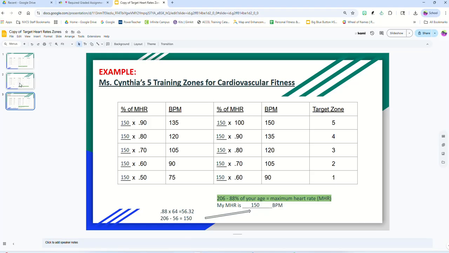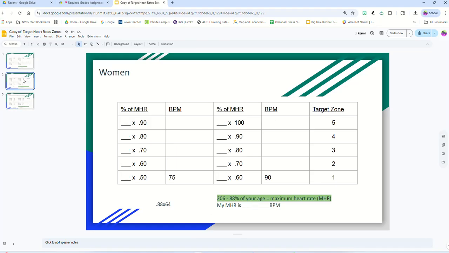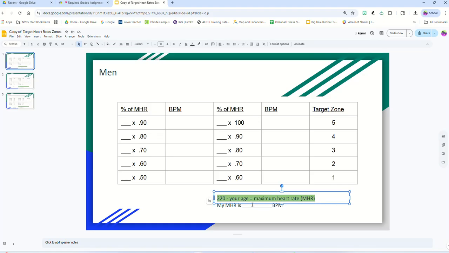Gentlemen, yours, all you have to do is take 220 minus your age. So it'll just be 220 minus 13, 12, 14, whatever your age is. And then that number would go right here.